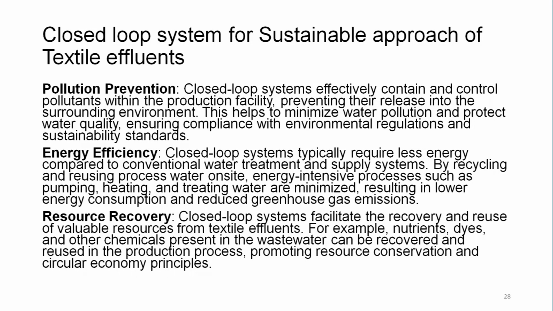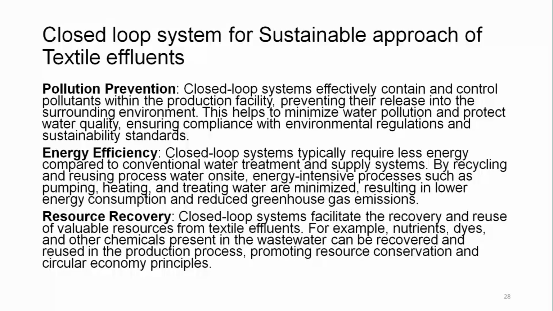Pollution prevention is automatically there because everything is within the system. It is a closed loop system, which effectively controls the pollutants within the production facility. Energy efficiency. Closed loop systems typically require less energy compared to conventional water treatment and supply systems. By recycling and reusing process water on site, energy intensive processes such as pumping, heating and treating water are automatically minimized. We are using the same water, so it is only the water processing cost that is occurring.